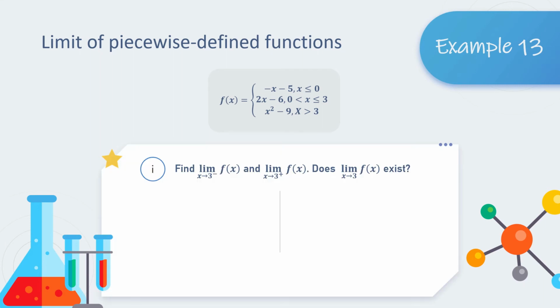find the value of the left-hand and right-hand limits of the following function. The limit as x approaches 3 of f(x), and does the limit exist? Determine the two-sided limit by first considering the corresponding one-sided limits. For each one-sided limit, we must use the part of the formula that is applicable on the interval over which x varies. From the three functions above, negative x minus 5 does not correspond because the value of x is less than or equal to 0, while 2x minus 6 is considered as the left-hand limit and x squared minus 9 is the right-hand limit.